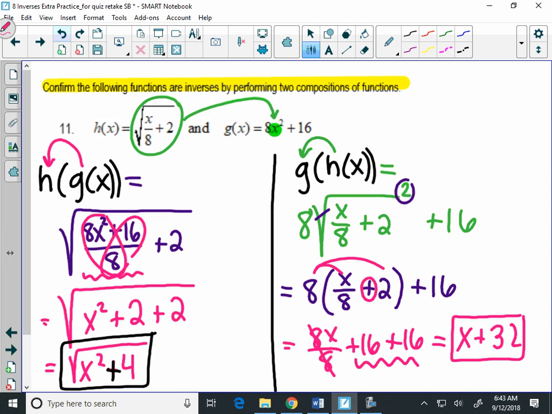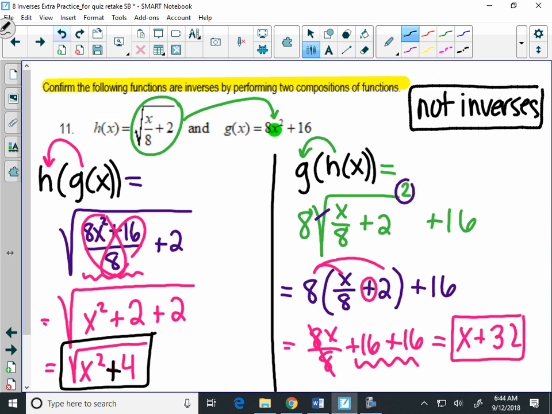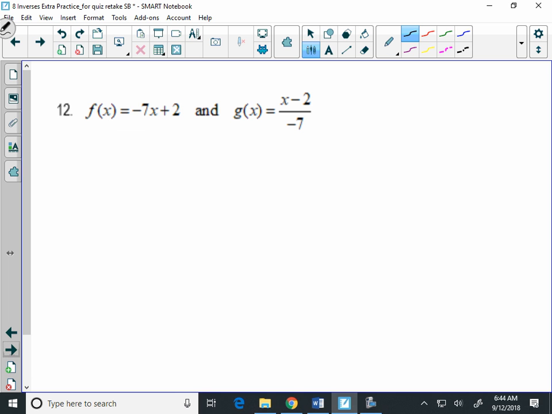Now, because the results of both compositions were not x, these two functions are not inverses. They are not inverses of each other because the results of both compositions are not equal to x. So it shows that problem because we need to be careful with when we cancel things and how we simplify. All right, let's try a different one. This one should be a little bit easier.